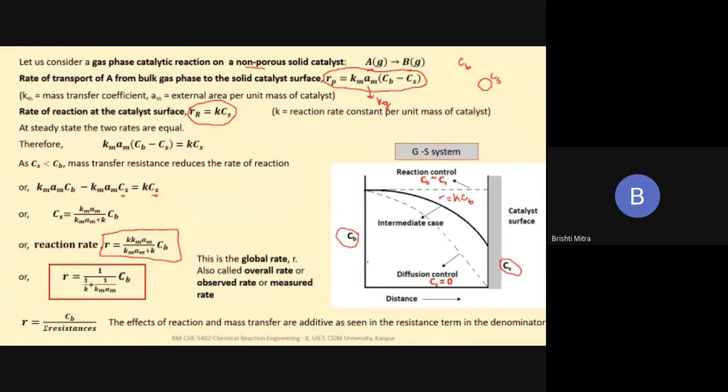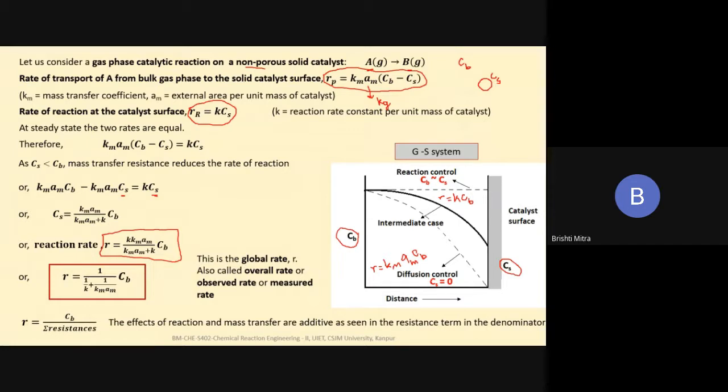And in this case, my rate becomes just dependent on mass transfer. That is Km Am into Cb. That means it is entirely controlled by mass transfer. That is why it is known as diffusion control. That means mass transfer is the one that is going to control the reaction.